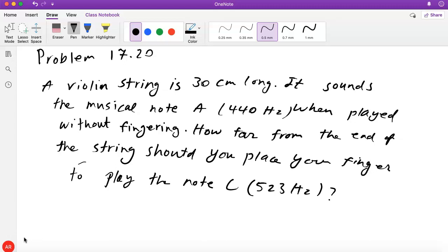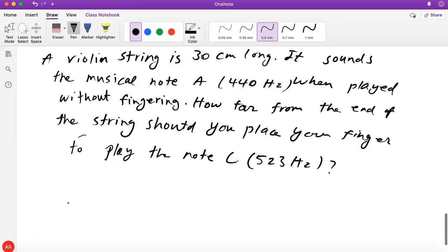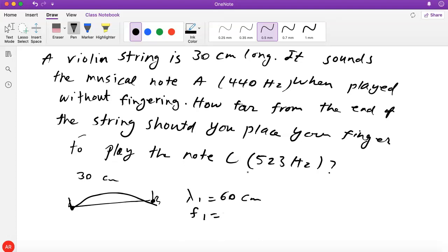All right, so in the case of the violin, we know that, let's say, this is 30 centimeters from here to here, and if it produces the fundamental frequency, well, it looks like that. So lambda is 60 centimeters, so lambda 1, let's say, 60 centimeters. So that's associated with a frequency of 440 hertz. So F1 associated with that is 440 hertz.